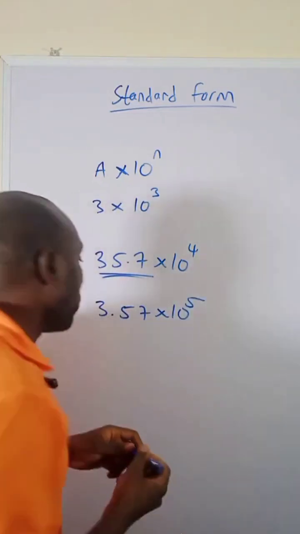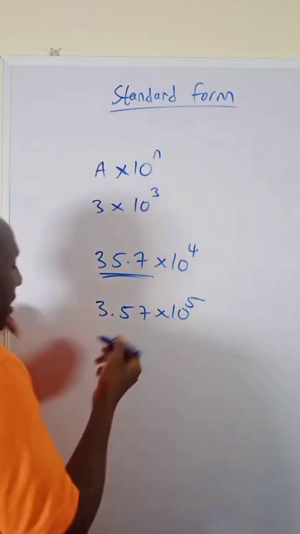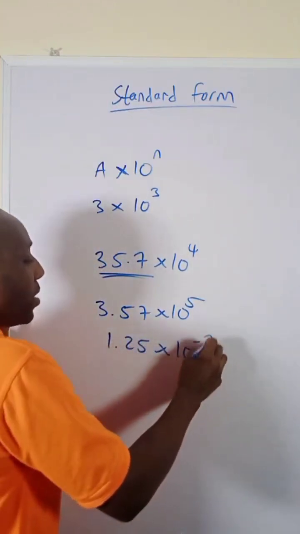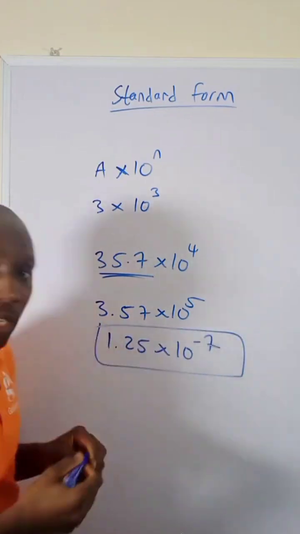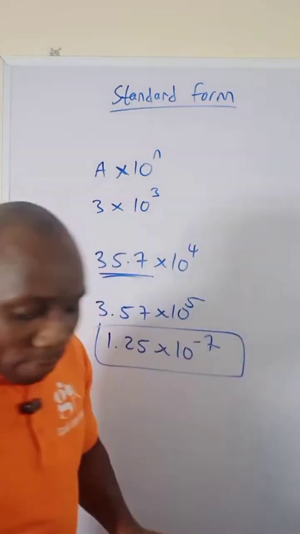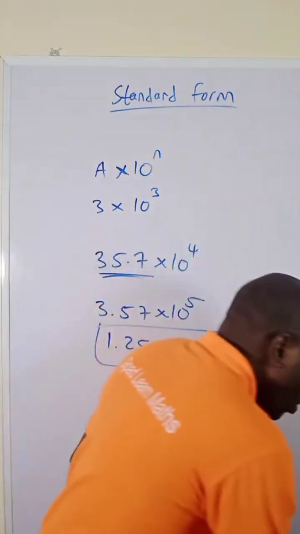We'll be looking at more examples, but I just wanted to quickly tell you how numbers should be written in standard form. Let me give you another example. Let's say you have 1.25 times 10 raised to the power minus 7. Yes, this is standard form because 1.25 is between 1 and 10. Please, if you have questions, ask me. If you have any questions, please ask.